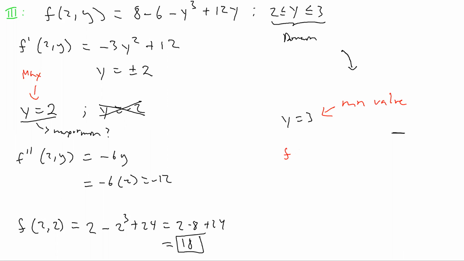So f of (2, 3) is the same thing as 2 minus 27 plus 36, which is the same thing as 9 plus 2, which is 11. And that's going to be the minimum value right there. So 11 is going to be the minimum value for line 3, and 18 is going to be the maximum value for line 3. Okay, and then the last line in the graph.